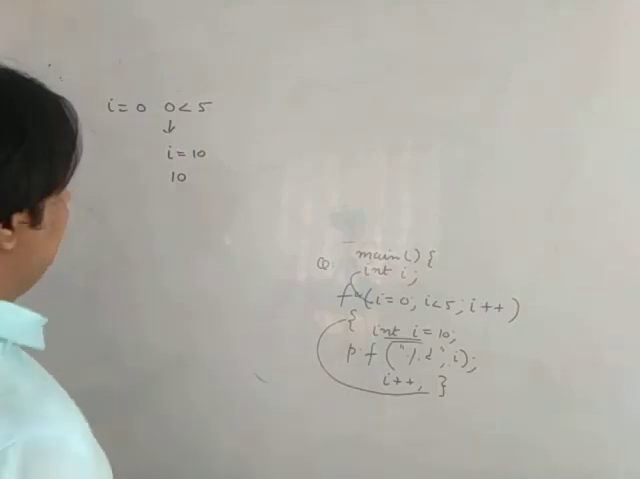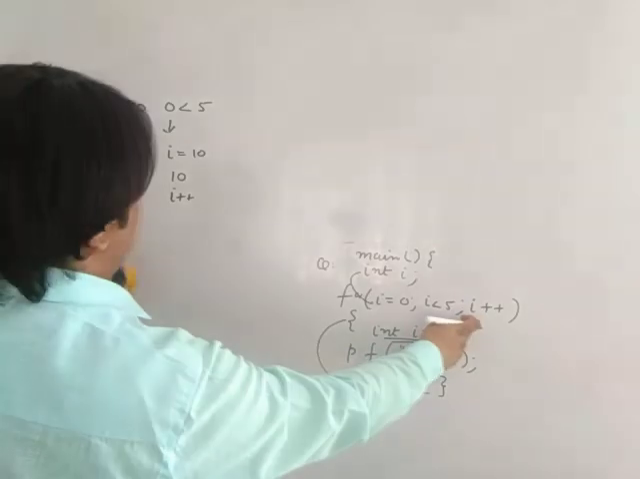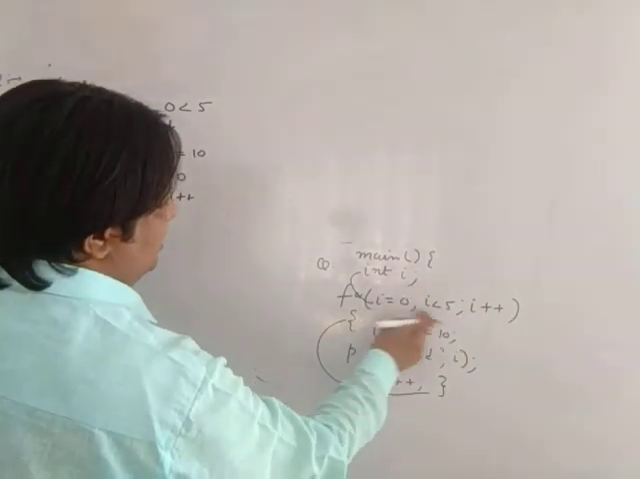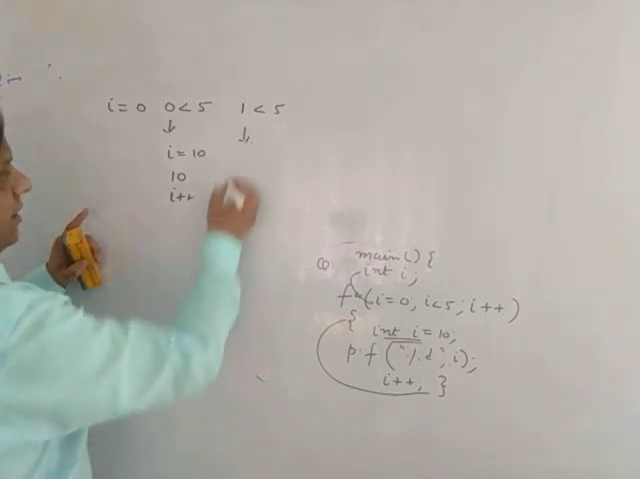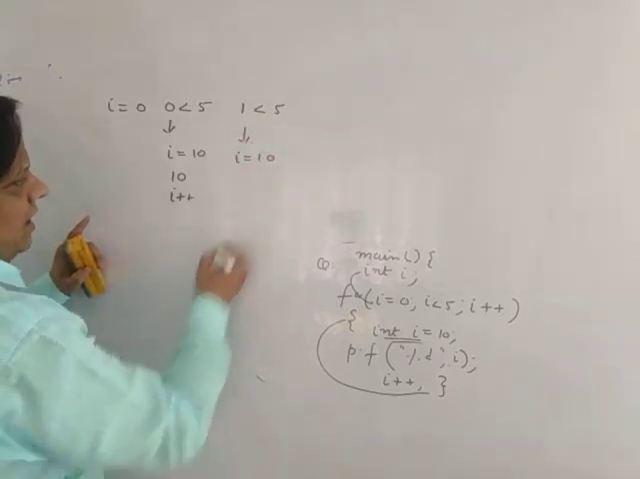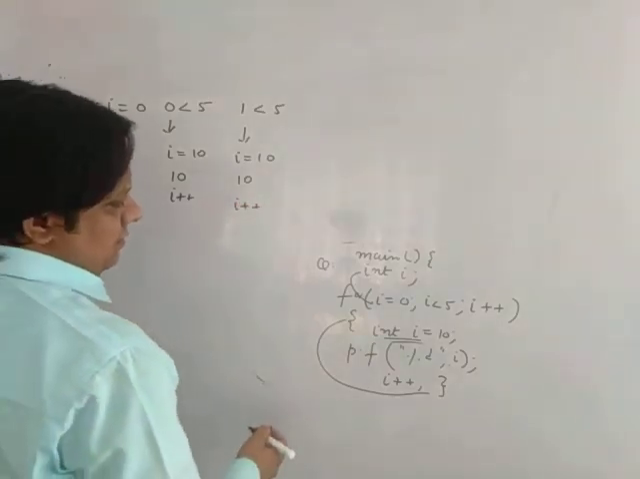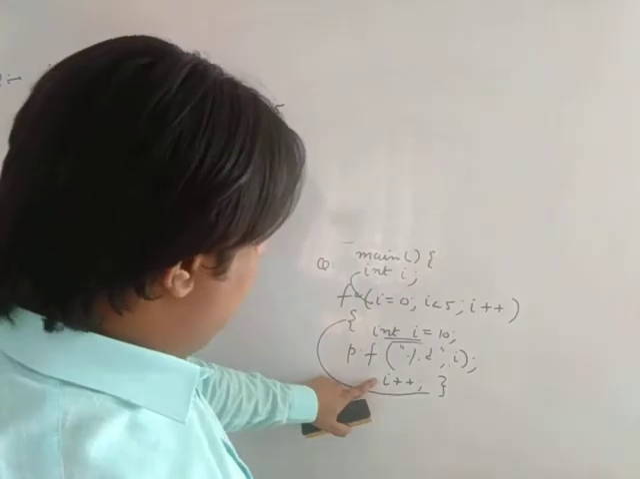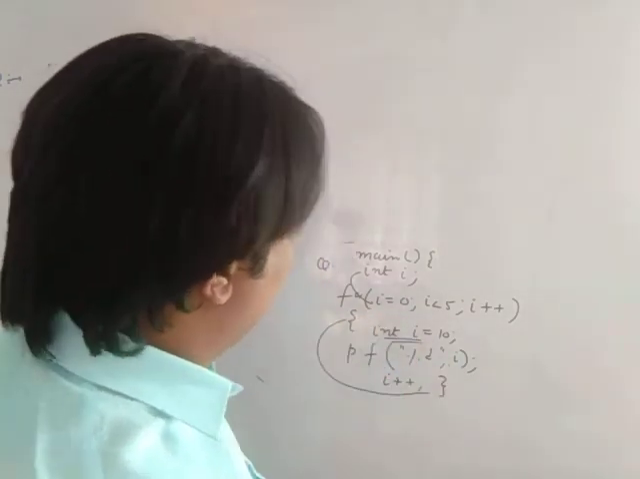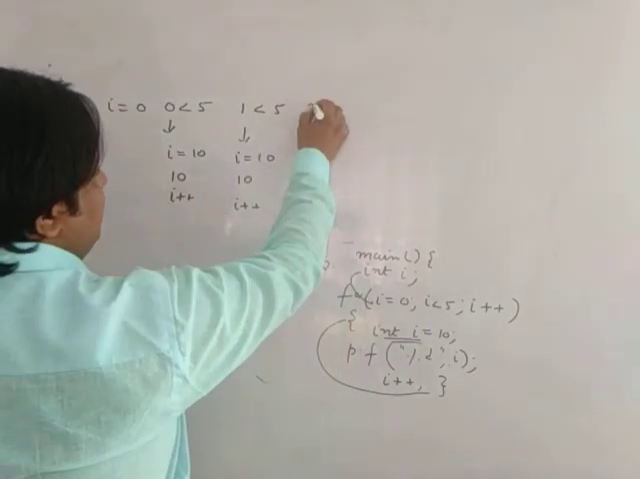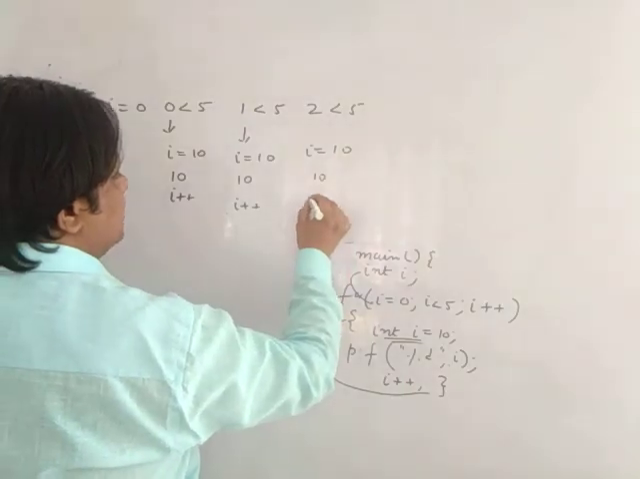Then you are incrementing the I plus plus. Right? So again you run a loop I plus plus. Now this I, I is equal to 0. So now I becomes 1, 1 less than 5. Again you enter the loop, again you initialize the value I is equal to 10. Again you are printing 10 and then again you are doing I plus plus. Right? See, again you are doing I plus plus, but jaise mein loop ke andar enter karta hu, fir se you are initializing the I with 10. So again, same for 2 less than 5, I is equal to 10, I plus plus.